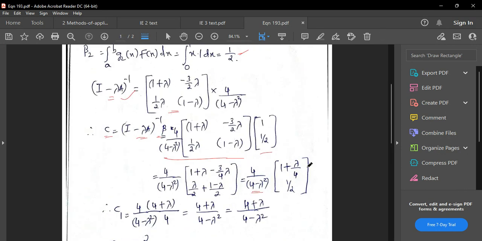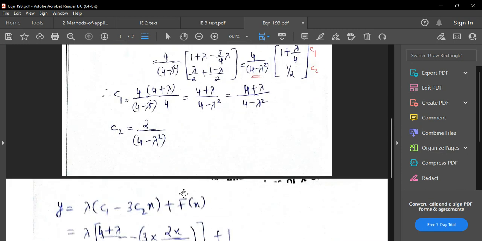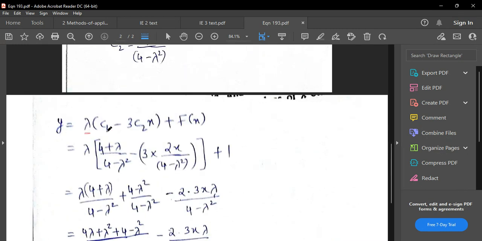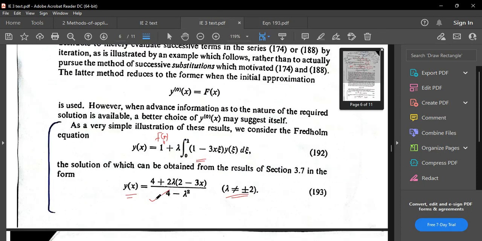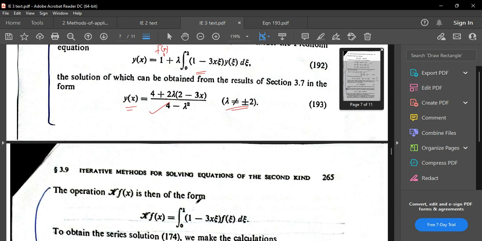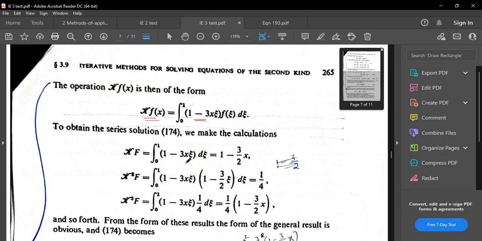So this is C1 and this is C2. And y is calculated as lambda plus C1 into s plus f of x. F of x is equal to 1, and we can arrange in this way and end up with y in this format. This format is the same as this one, so the derivation is there. The operator script K on f of x will be, here, the kernel into f of psi. What is the kernel here? Kernel is this one, and script K of f is equal to this one into capital F, which is 1.